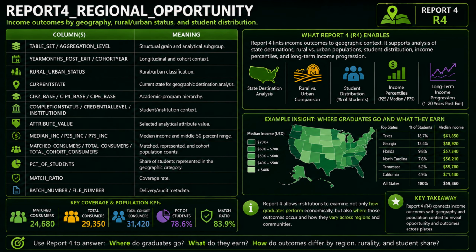It provides income, current state, rural-urban status, student share, and match coverage. It supports analysis of state destinations, rural versus urban populations, student distribution, income percentiles, and long-term income progression. This allows institutions to examine not only how graduates perform economically, but also where those outcomes occur and how they vary across regions and communities.